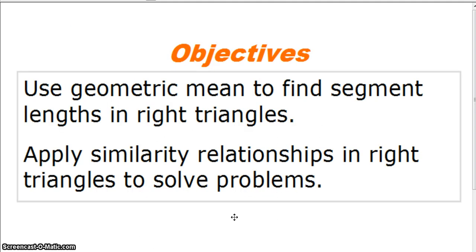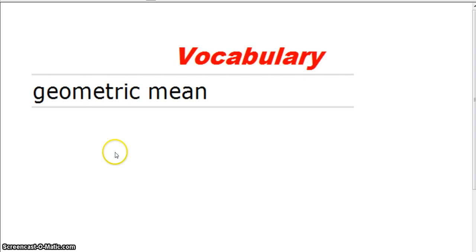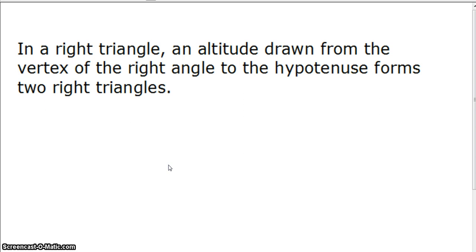Today's objectives are to use a geometric mean to find the segment length in right triangles, and also to apply similarity relationships in right triangles to solve problems. So, geometric mean is the term that you need to make sure you fully understand by the end of the lesson. In a right triangle, an altitude, we think often of the word height, right?